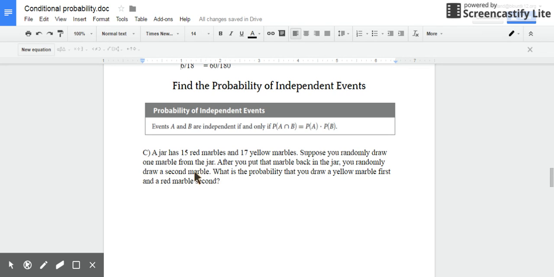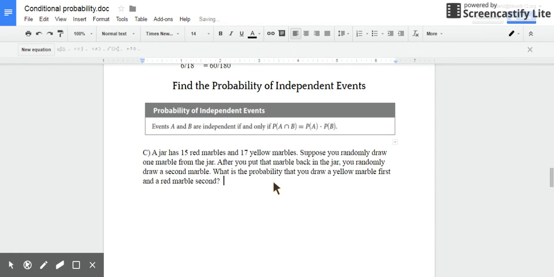If you look at this jar that's got red and yellow marbles, 15 red and 17 yellow, this is going to be something called replacement. If you randomly draw one marble from the jar and then put that marble back before you draw your second marble, that's called replacement, because you put the marble back after you drew it. What is the probability that you draw a yellow marble first and a red marble second?